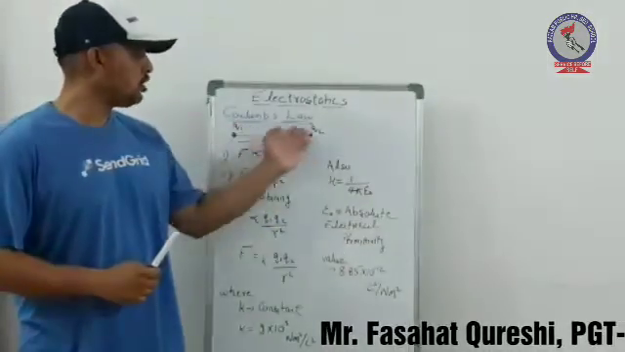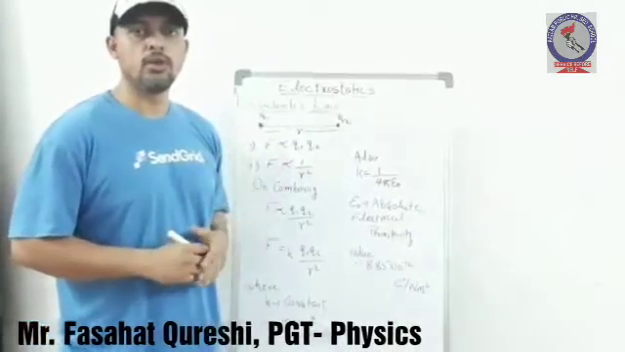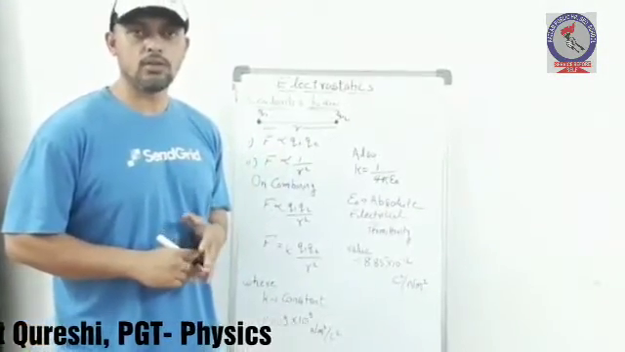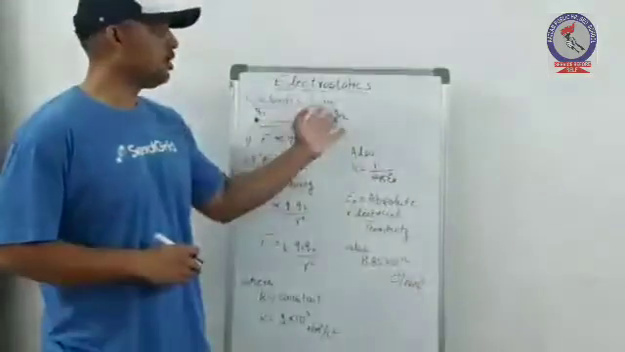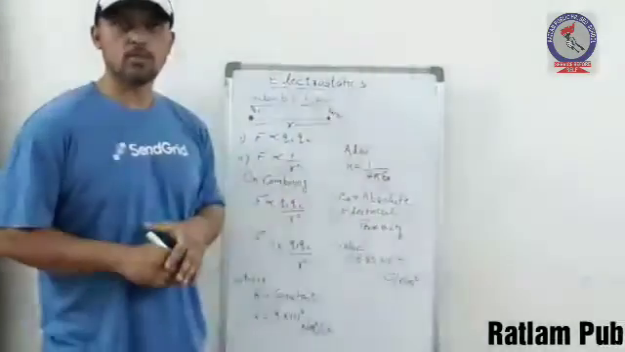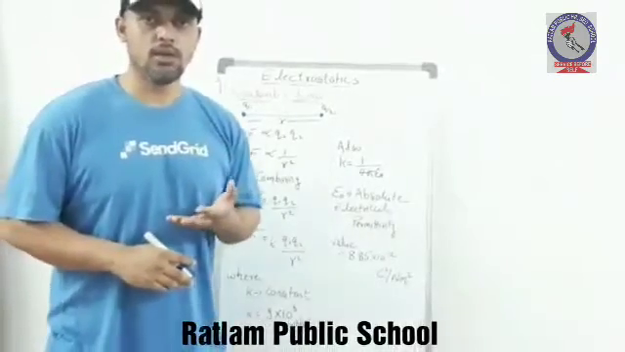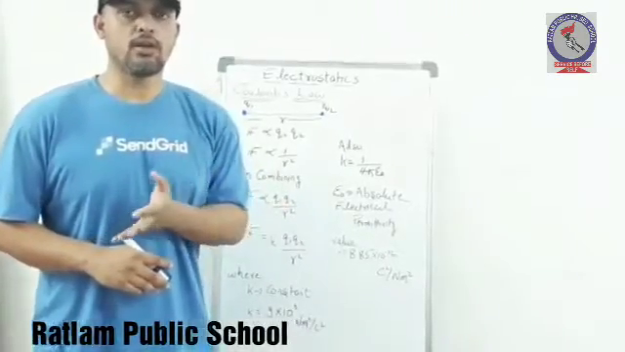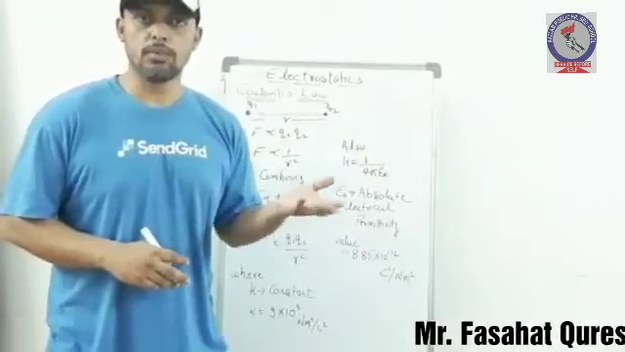If Q1 and Q2 are like charges, both will repel each other, while if Q1 and Q2 are unlike charges, both will attract each other. So, we can simply say that the charges interact with one another in the form of attraction or repulsion.